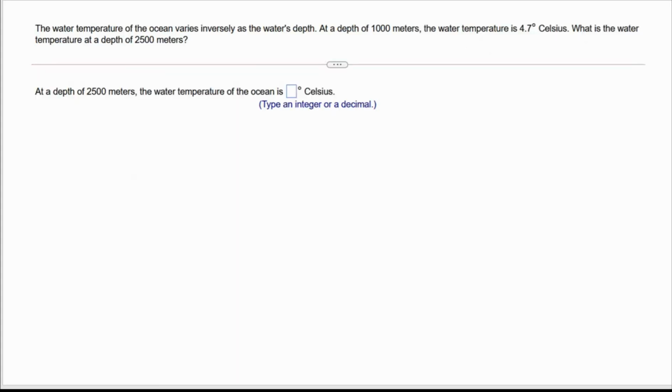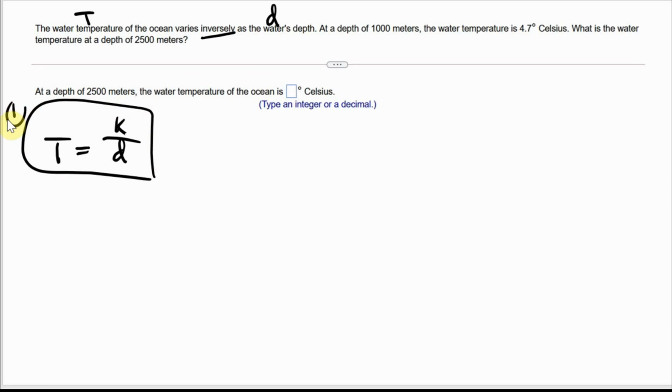Then the last one, the water temperature of the ocean varies inversely as the water's depth. So we'll use capital T for temperature, and let's just use little d for the depth. So I have T is equal to, it says inversely. So that's indirect, so that's k all over little d. All right? So that's step number 1.